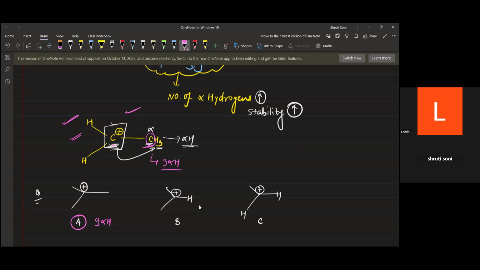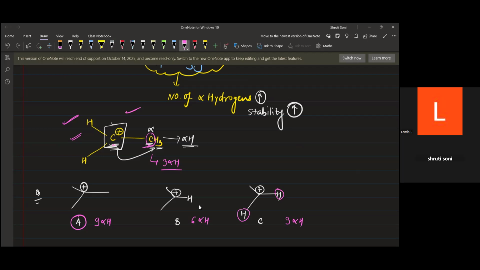Seven. Wait, no, sorry, that's wrong. Six. Yes, six. And then three. Absolutely good. So the hydrogen directly attached to the carbocation is not calculated as an alpha hydrogen.